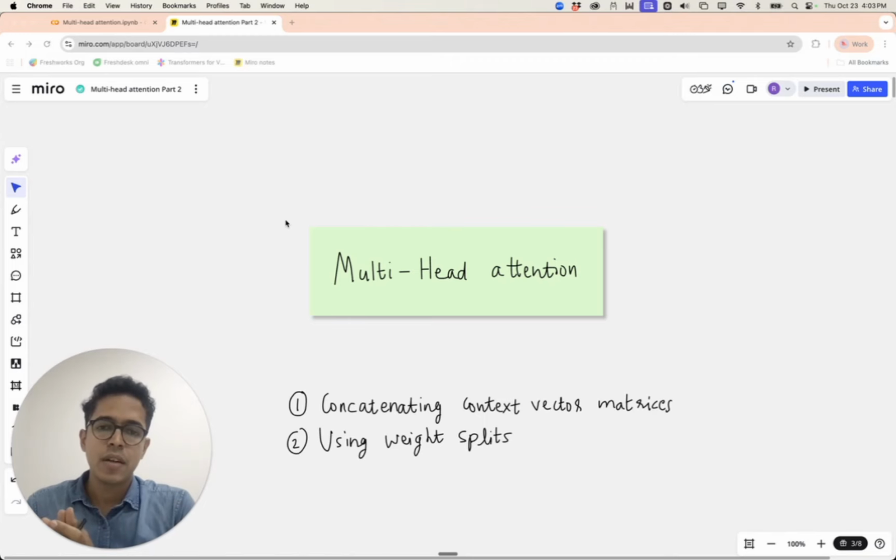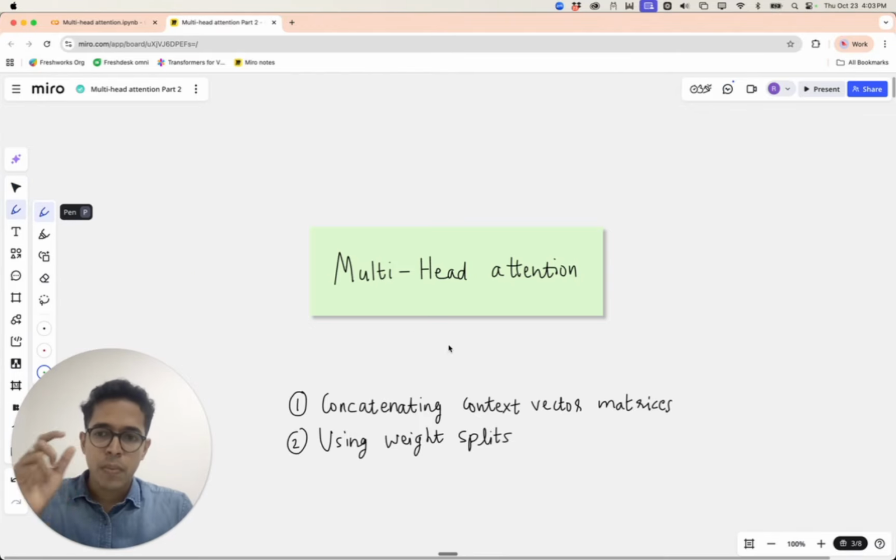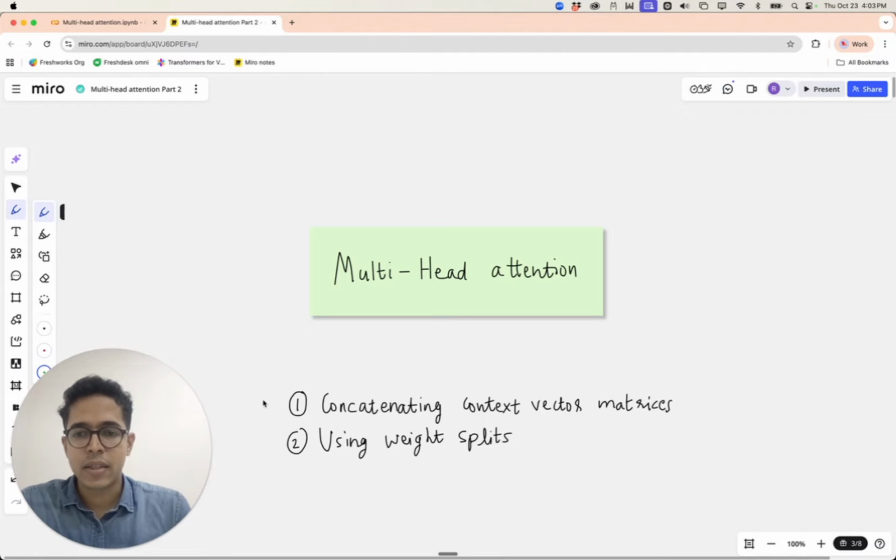In the last lecture, we learned how to implement MHA, or multi-head attention, in a naive way by simply looping through different attention heads and concatenating context vector matrices to produce the final context vector matrix. So this part we looked at in the last lecture. In today's lecture, we will see how to implement multi-head attention in a much more efficient way, so that large language models can experience scalability, using the technique called weight splits.